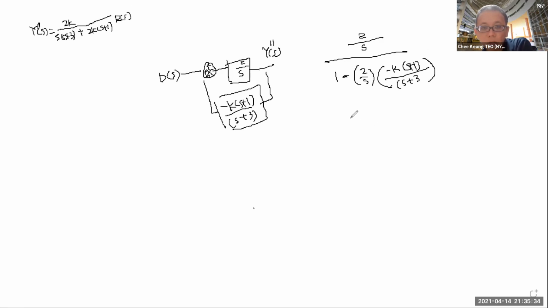So if you try to solve this, you get 2 over S. Sorry, maybe I have to write properly. My handwriting is not very nice. Okay, so then you have 1 minus, minus and minus become plus, right? So it's a plus here. And you have 2 multiplied by K multiplied by S, so it's 2K(S plus 1), right? Over S times S plus 3.